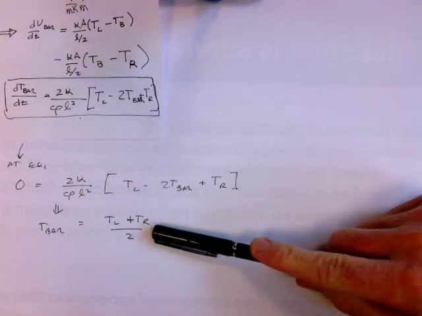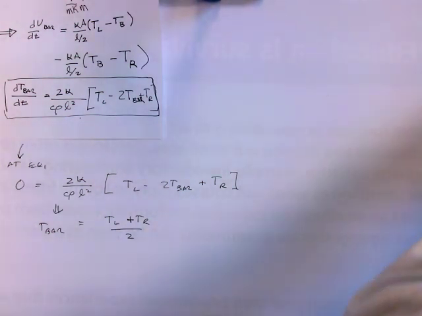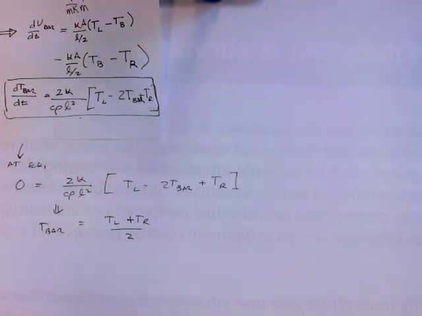And notice that that's actually just the average of the left and right temperatures. And that's actually consistent with the value at the middle. Exactly. That's cool. So that's the equilibrium temperature.